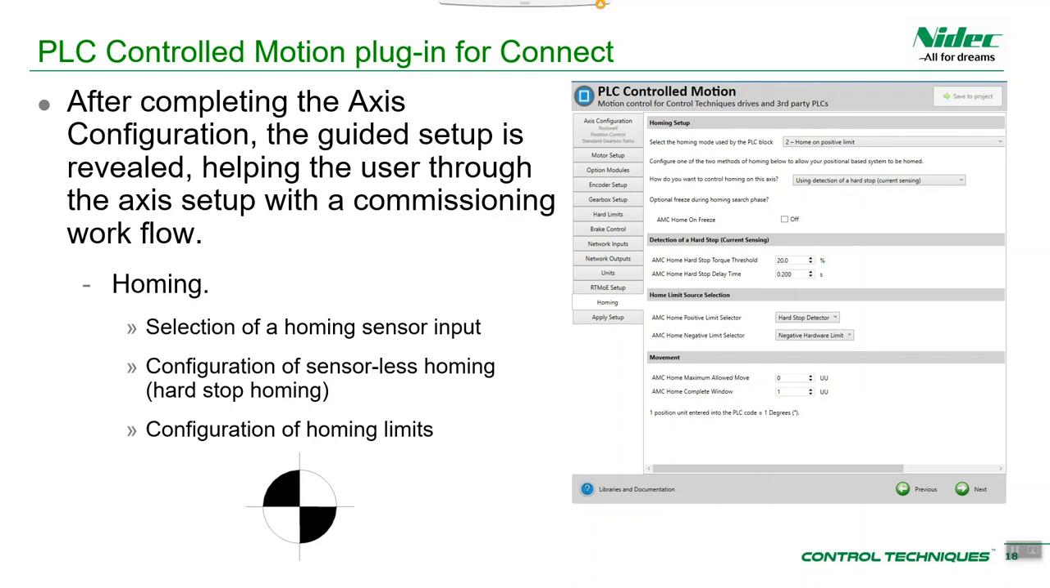This is typically for a linear type axis, where what you do is you drive very slowly into the ultimate physical limits of the axis, and at that point use the forward limit as the home or datum for your system, so that you don't have to take the cost of a sensor. You can just use current sensing to know that you've reached the end of your travel.